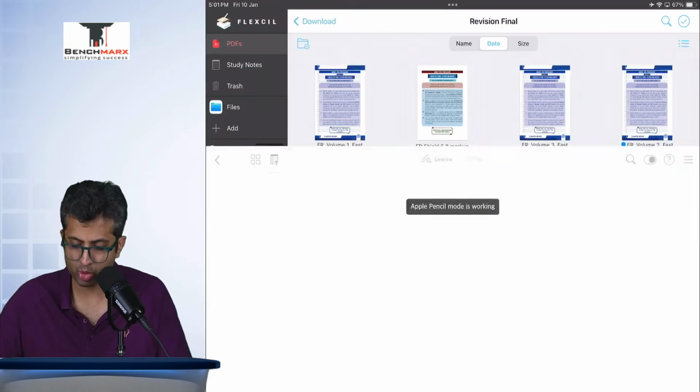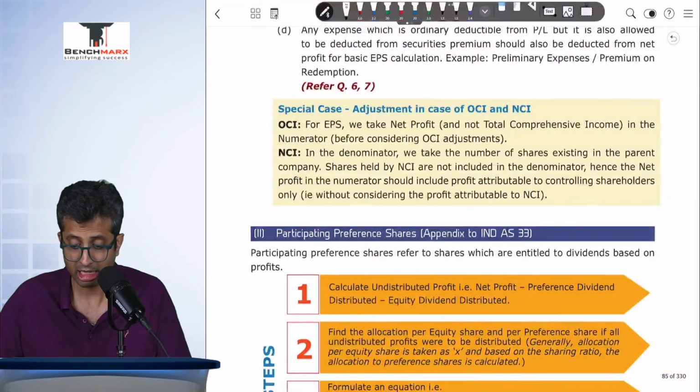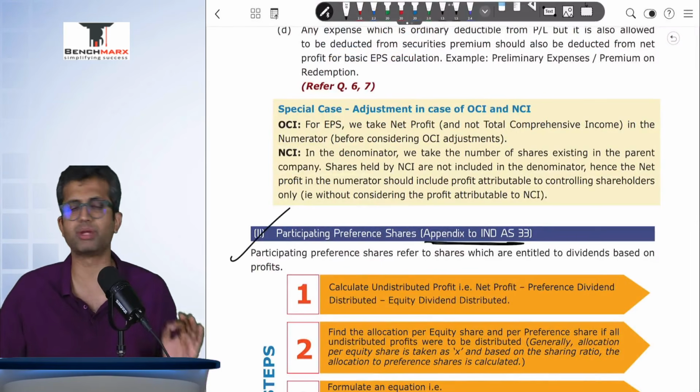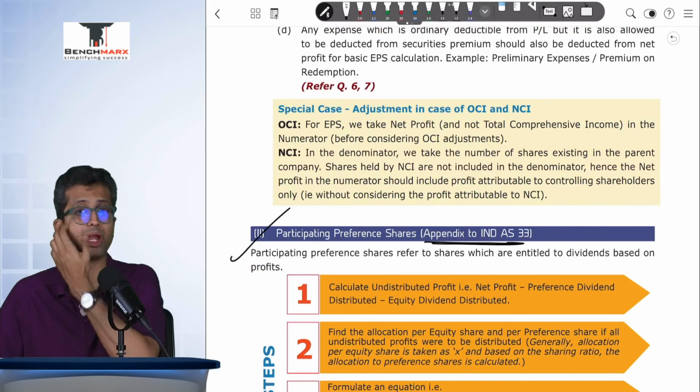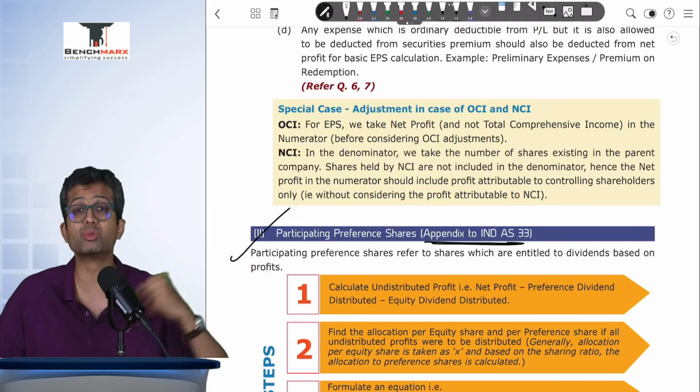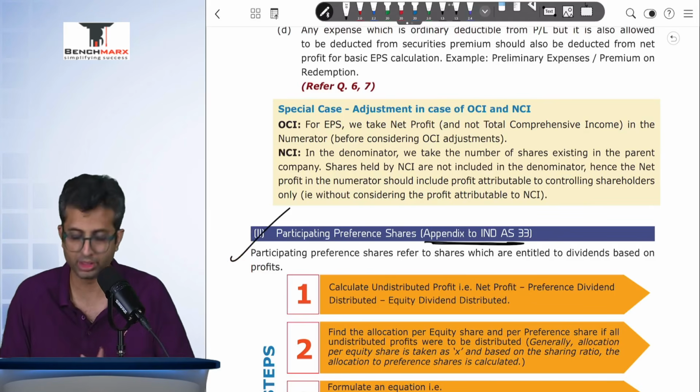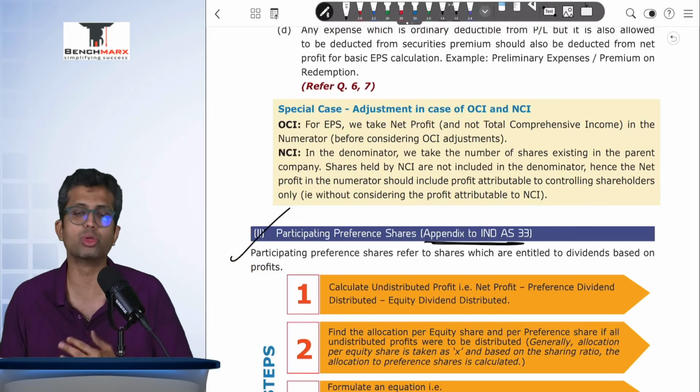Now you are almost done with the basic EPS working. There is a special case which is given in the appendix to Ind AS 33 pertaining to participating preference shares. Now what do you mean by participating preference shares? These are preference shares which participate in the profits along with your regular equity shares.